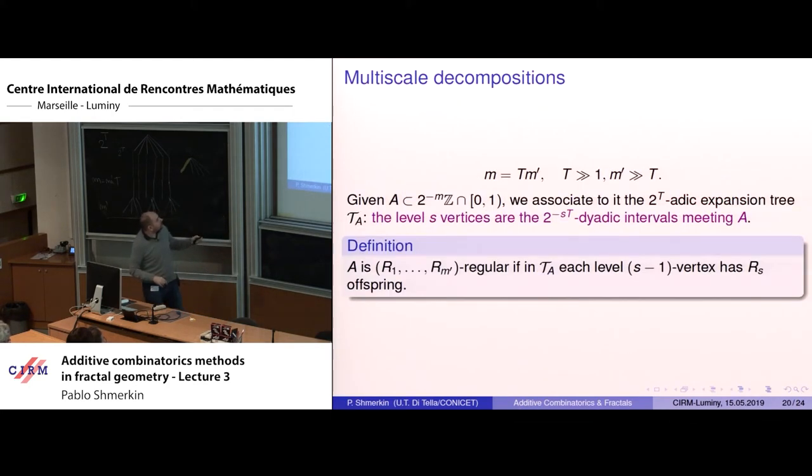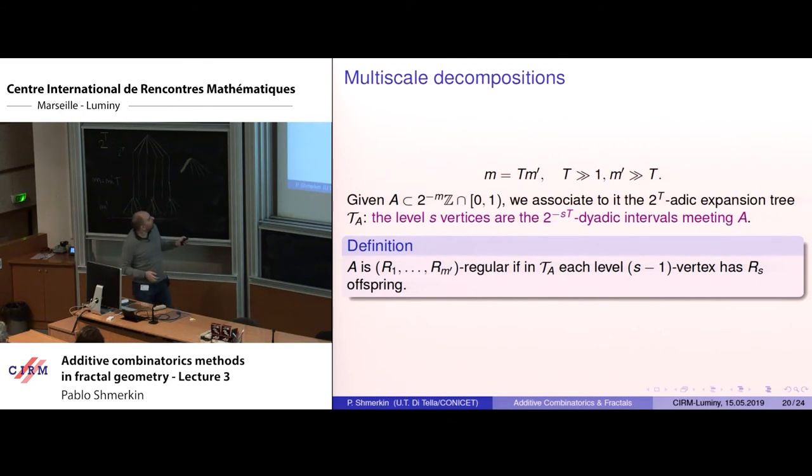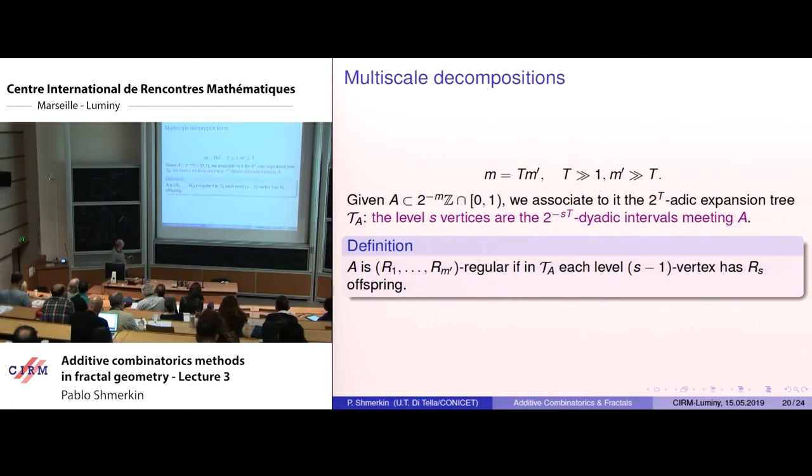So in order to get to the long version, I'm going to define what it means to have a regular set. Given a set, again, we look at the tree induced by the 2^t-ary intervals hitting the set. And the set is regular if, at each level, the number of offspring is the same everywhere in the set. It can change from level to level. So at level s in the tree, every vertex has exactly r_s children. So this is also called a spherically symmetric tree. The number of offspring is independent of where you are in the tree at each level, but can vary from one level to the next. And the numbers of offspring at each level are called r_1, first level, r_2, second level, and so on. We have m' levels.